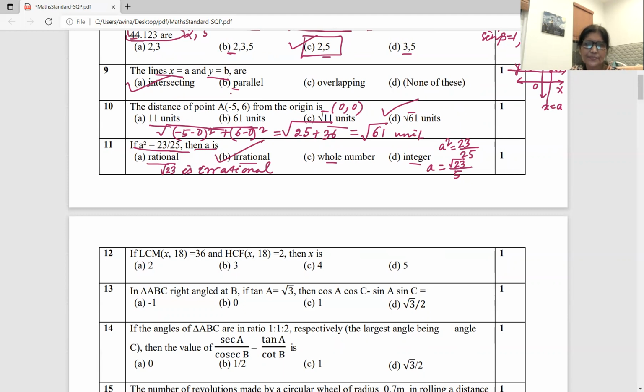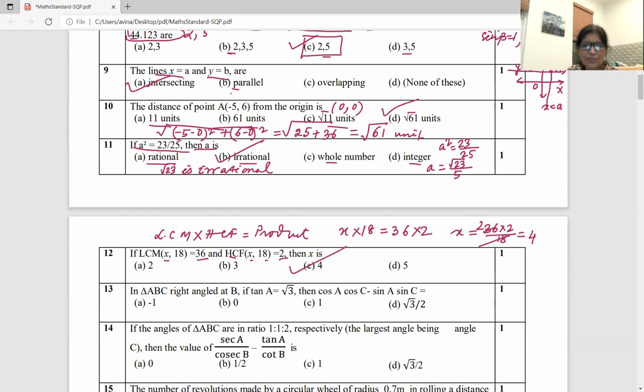Question number 12. The LCM of x and 18 is 36. X is a number. The HCF of x and 18 is equal to 2. Then what is x? This is a simple question. Why? Because you know that LCM multiplied by HCF is equal to the product of two numbers. The numbers are x and 18. So x multiplied by 18 is equal to LCM 36 and HCF 2. So x is equal to 36 into 2 by 18. 18 cancels, and the answer is 4. So x is equal to 4.